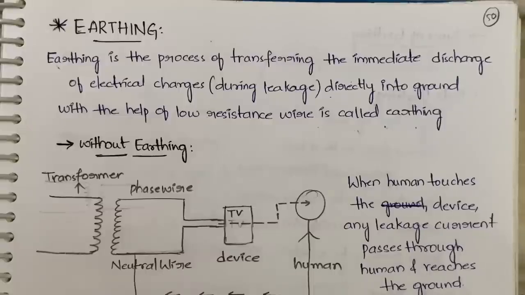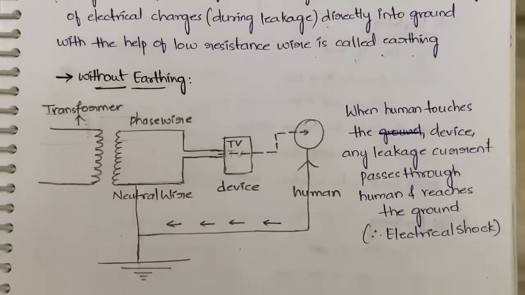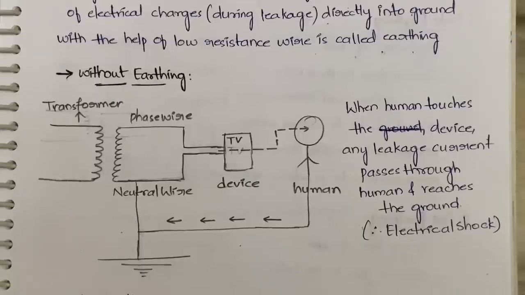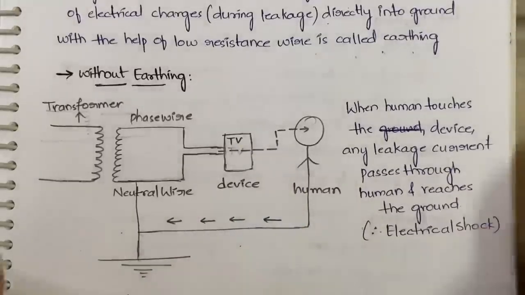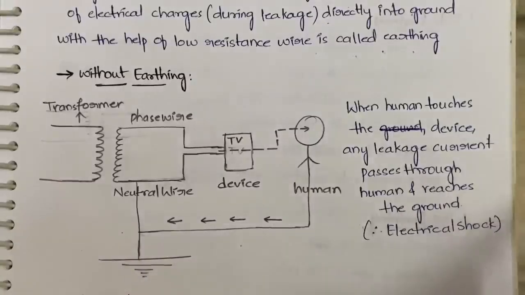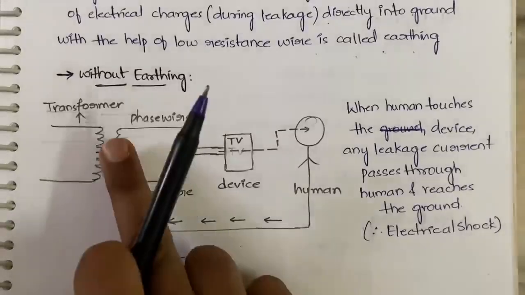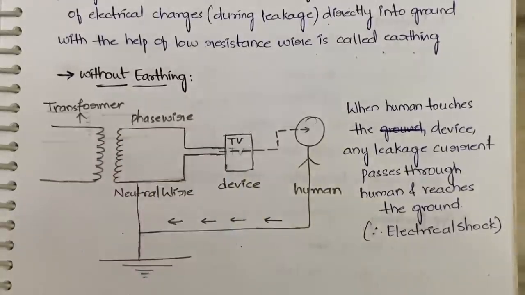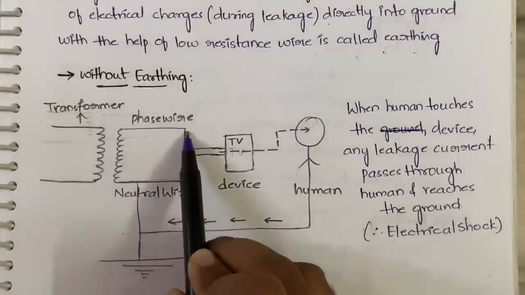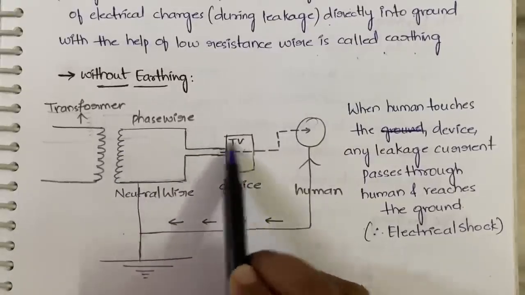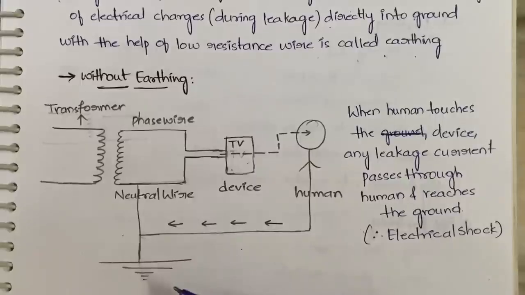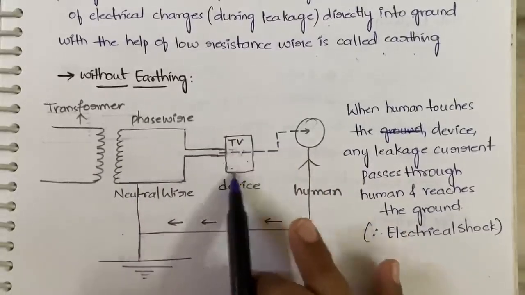Okay, I'll tell you with the diagram, it will be more clear for you. First, this is the diagram without earthing. Transformer, you know, right? We will have transformers on the poles, near the poles. From the transformer we will be getting the current. That current will be passing through the phase wire. When it is passing through the phase wire, the current will come to the television or whatever device it is, TV, laptop, computer, the current will be coming into this device, right?